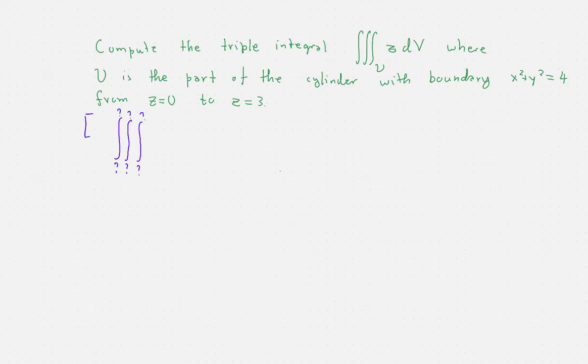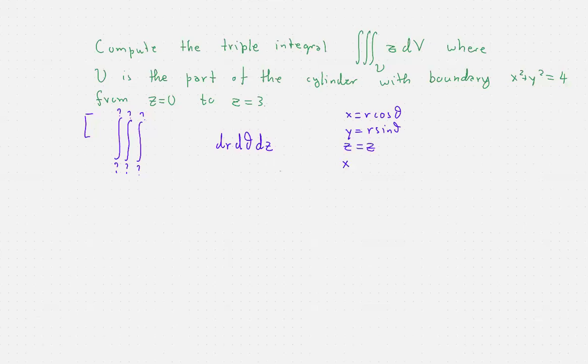It's not a given that the integration has to take place in this order, but we put this tentatively. And we recall that the transition equations that we should remember is that x is r cosine theta, y is r sine theta, z is z. And also it's useful to remember that x squared plus y squared is equal to r squared.